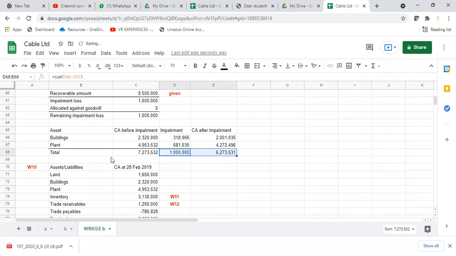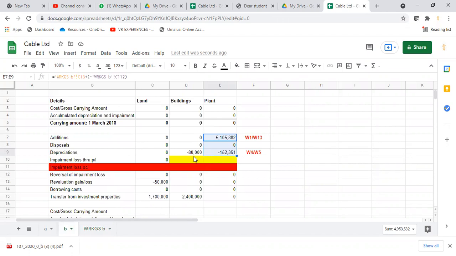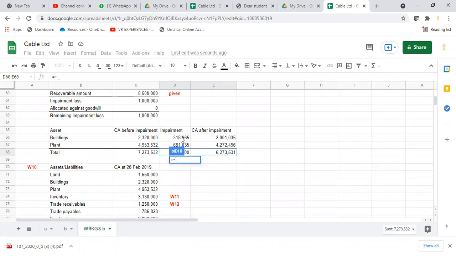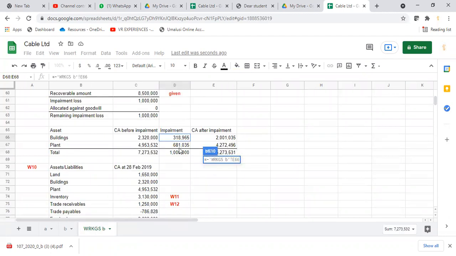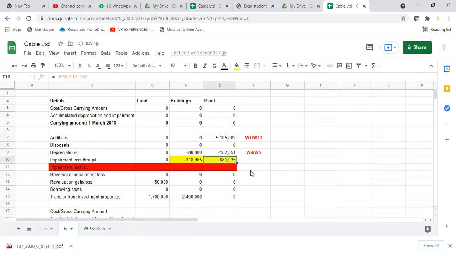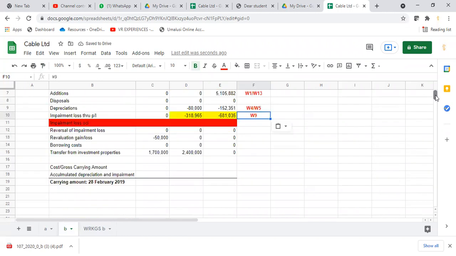So if we go complete this question now, using working 9, we can actually go and say impairment through profit or loss reduces. So we're going to say minus. So for buildings, it's going to be 318. And for plant, it's going to be whatever, 600. And I'm going to tell them they can have a look at working 9. Okay, so now we can complete this over here.